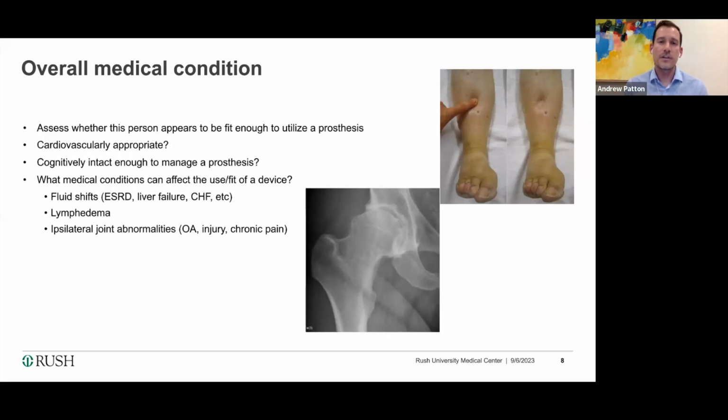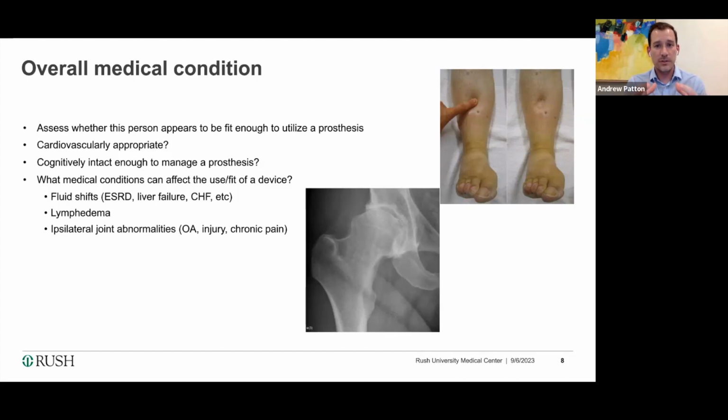So fluid shifts is a huge one. The comorbidities, ESRD we mentioned earlier, is really common in people with amputations. But liver failure, CHF, a lot of other things can cause fluid shifts and swelling. So when you think about fitting a leg on, or even an arm for that matter, you've got to think about how they are going to fit into that device, and if it's before a dialysis session, they're going to be too big.